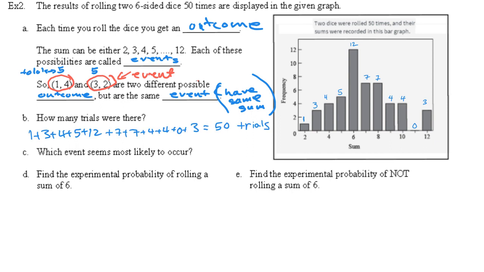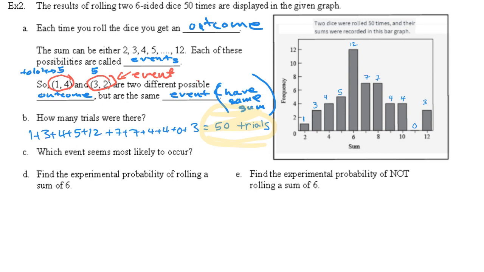So now all we're doing is adding up all those numbers. So now we have 1 plus 3 and all those numbers added up. And that, from our chart, tells us we have a total of, well, 50 trials. Okay?